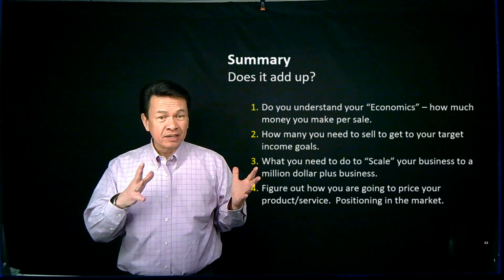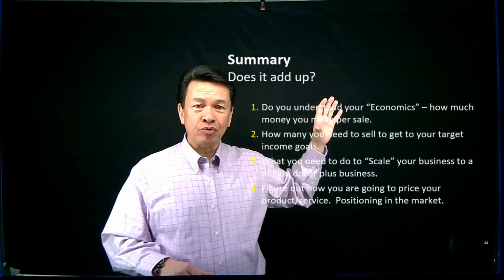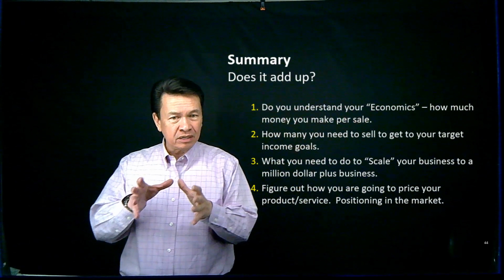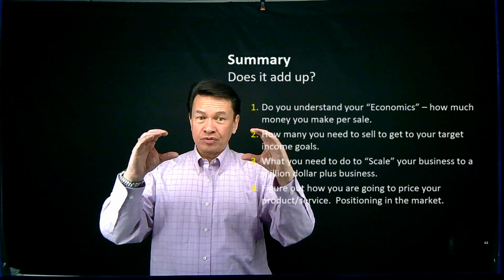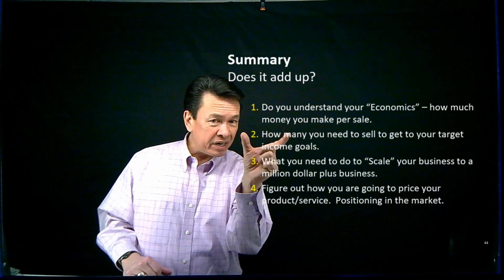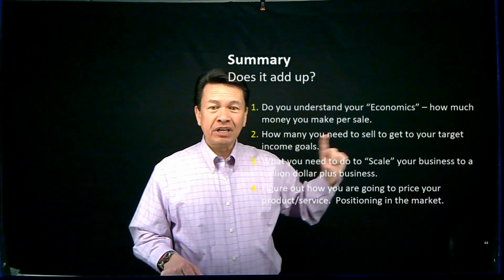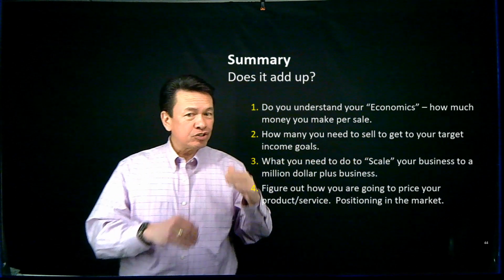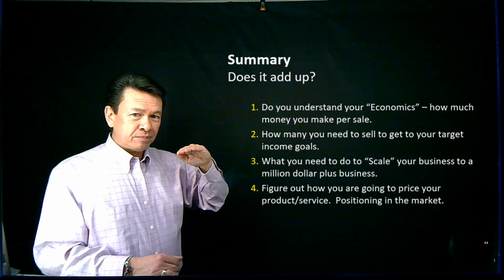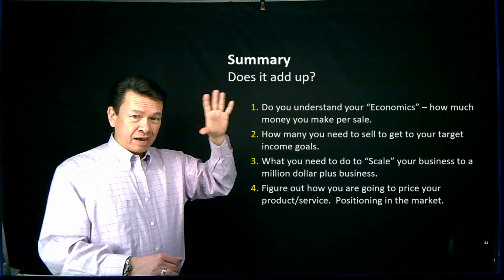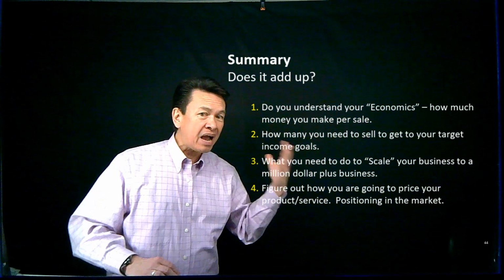So hopefully it's starting to all add up, right? What I want you to do is basically for next week, make sure you understand your economics. How much money do you make per each unit sale, right? Or service, right? So every time you make a sale, how much money in profit, what does the cost of goods sold look like, okay? And then how many do I need to sell in order to get to my target income goals? Remember, we had those four different targets, right? Do this full time target, right? And then also, if I were to go big, what's it going to look like? Those are the things. And then think about how I can scale that, right?